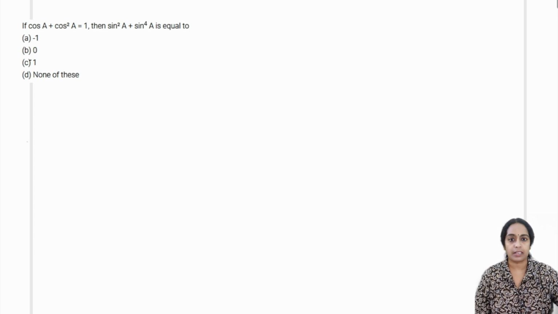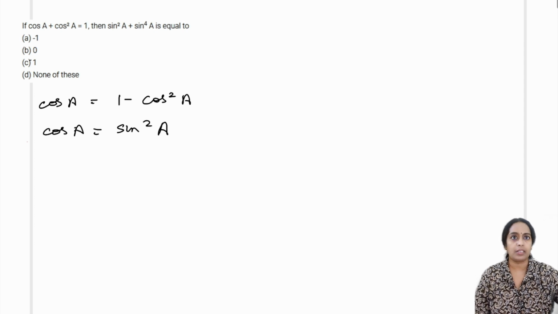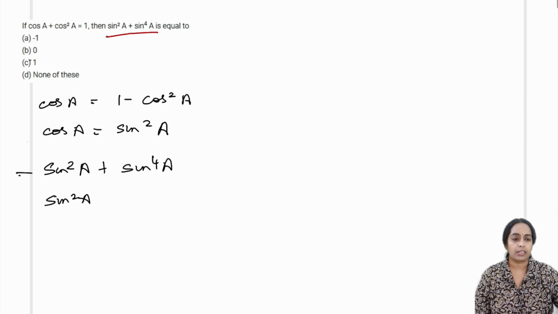The question says, if cos A plus cos square A is 1, then sin square A plus sin power 4A is the question. So what is cos A from the question? Cos A will be 1 minus cos square A. So cos A will become equal to sin square A. Now what is asked in the question? Sin square A plus sin power 4A is asked in the question. So sin square A plus sin power 4A. So this is sin square A plus sin square A the whole square.